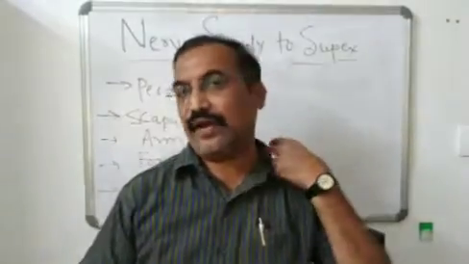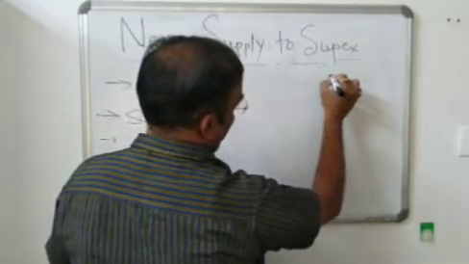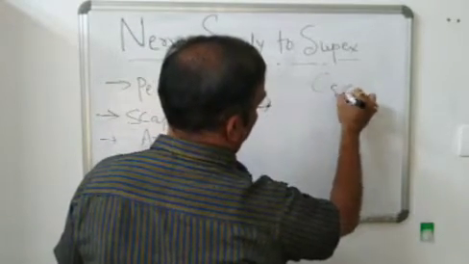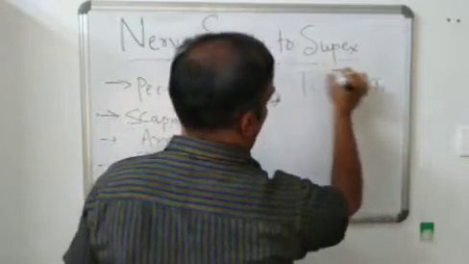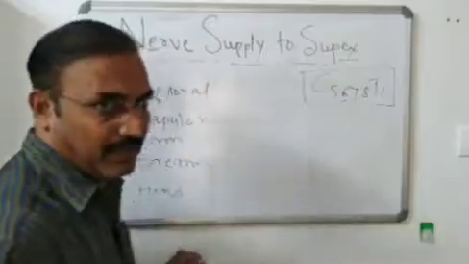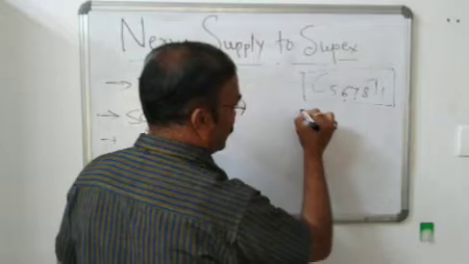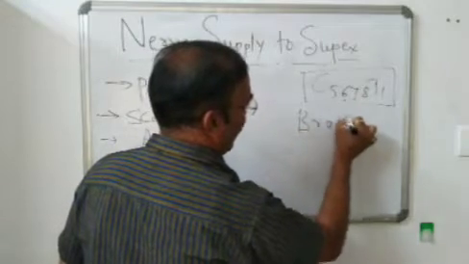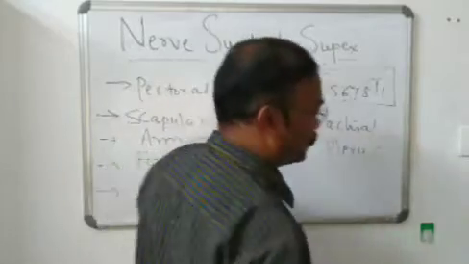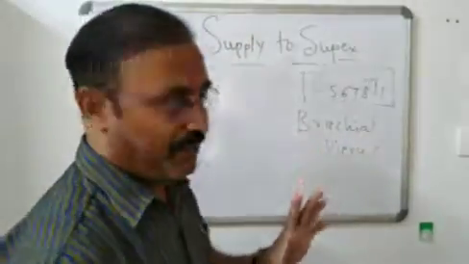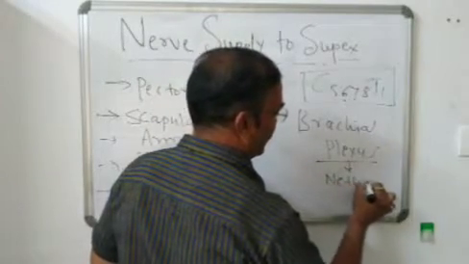At the base of neck, at the root of neck, there are a few spinal nerves starting from C5, C6, C7 and C8 and T1. So these spinal nerves, ventral rami of spinal nerve, unite to form a network, and that network is called the brachial plexus. Remember, it is a general idea regarding nerve supply to the superior extremity. Plexus is a Latin word. Its English meaning is network.